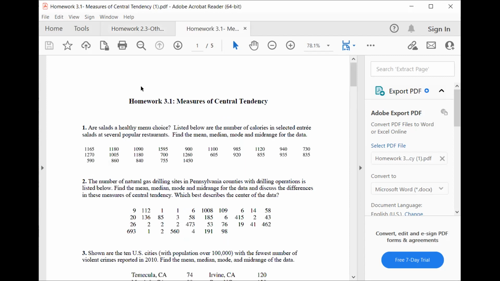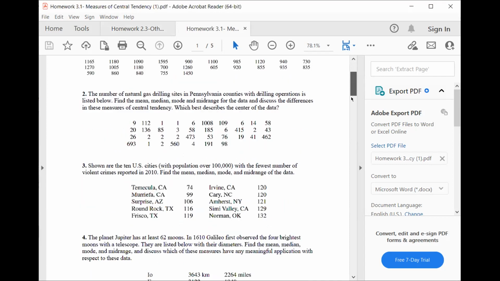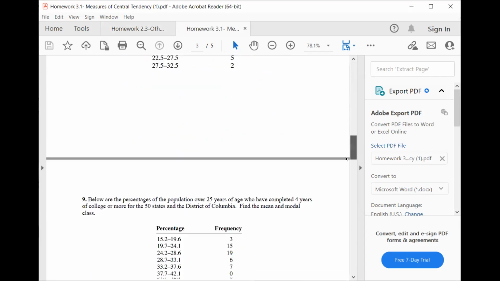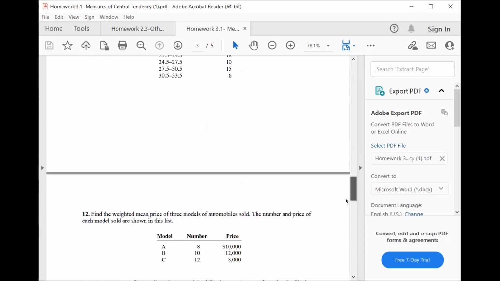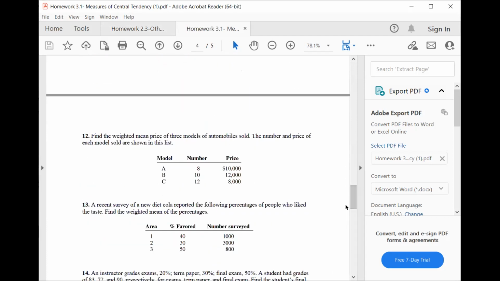Okay, let me see if I'm sharing that. Am I? Yeah, I am. Okay, so here's 3.1, right? And what number are you talking about? Number 12 and number 13. All right, let's take a look here. 12 is: find the weighted mean of 3 models of automobiles sold. The number and price of each model are given. All right, so talk to me about what you did here.